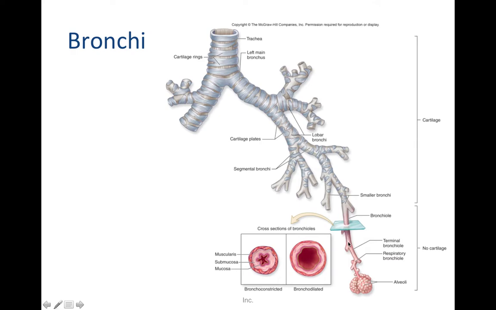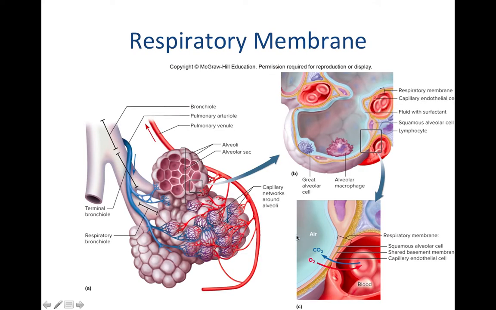As you continue to move down, you have a little bit more branching. Here's your terminal bronchiole that leads into a respiratory bronchiole, and respiratory bronchioles will lead into an alveolar duct, and then finally your alveolar sacs. Here's a little bit of a closer look at your respiratory membrane. When we look at the slide, you'll be responsible for identifying pulmonary arteriole, this terminal bronchiole, and then the alveolar ducts that move into the alveolar sacs.